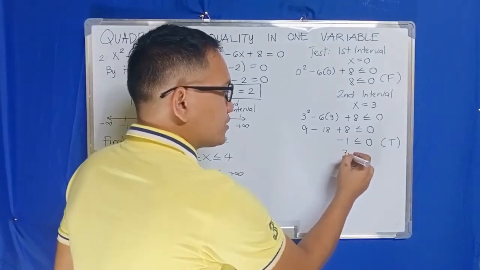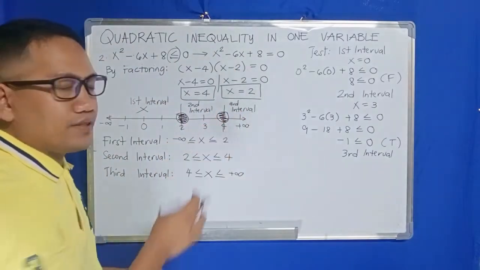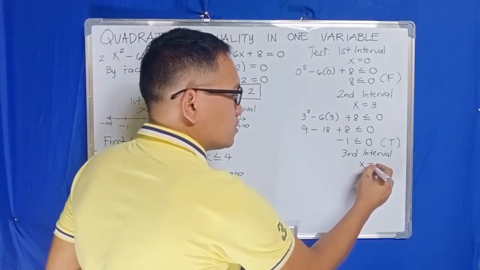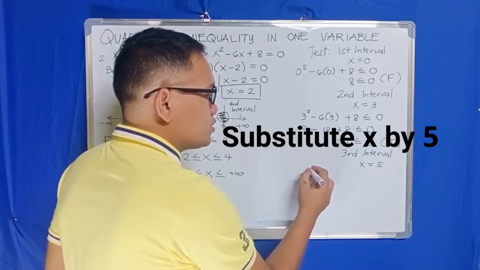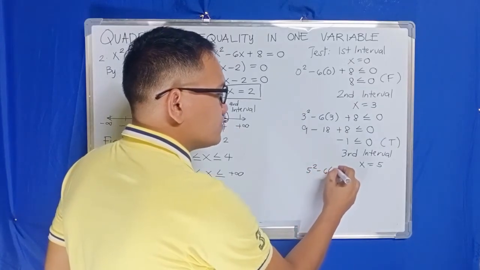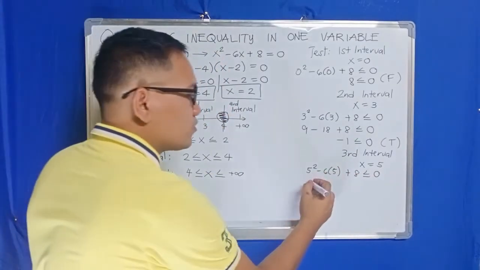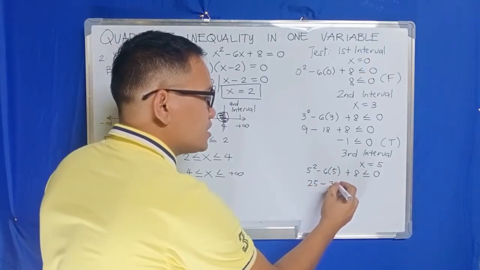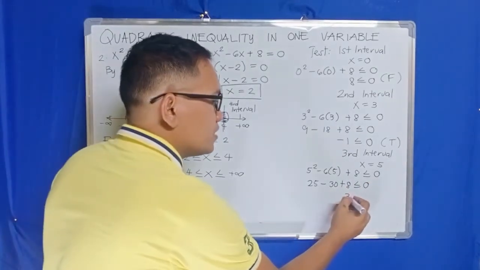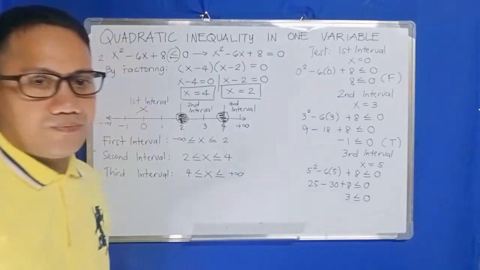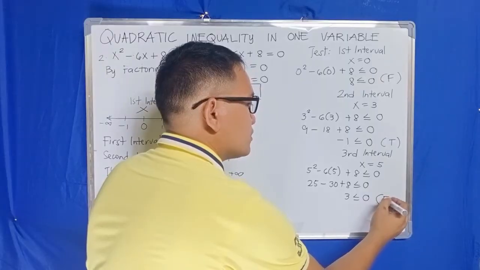And lastly, for our third interval, we will utilize any point that is present in our third interval. And in this case, allow me to use x equals 5. So substitute all x by 5 in our quadratic inequality. We have 5 squared minus 6 times 5 plus 8 less than or equal to 0. So to simplify, we have 25 minus 30 plus 8 less than or equal to 0. So we have 3 less than or equal to 0. In this case, 3 is not less than or equal to 0. The idea is considered to be false.